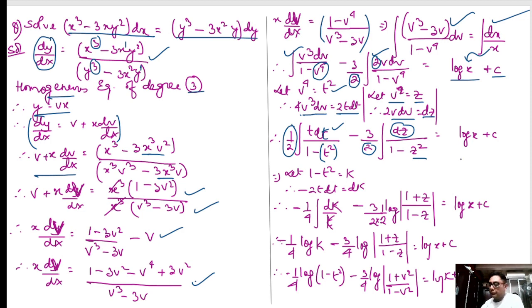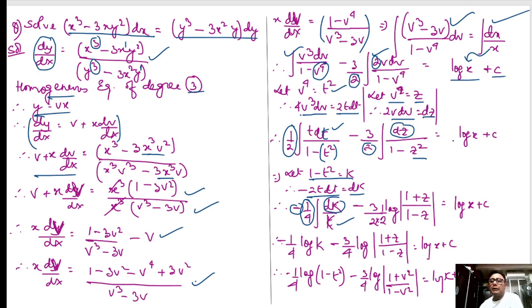So now we will again take here 1 minus t square as k. So differentiating it, minus 2t dt equals dk. Okay, so t dt will be equal to minus dk by 2. So this is the minus dk by 2. Already half was there. It becomes 1 by 4. And the bottom becomes k.